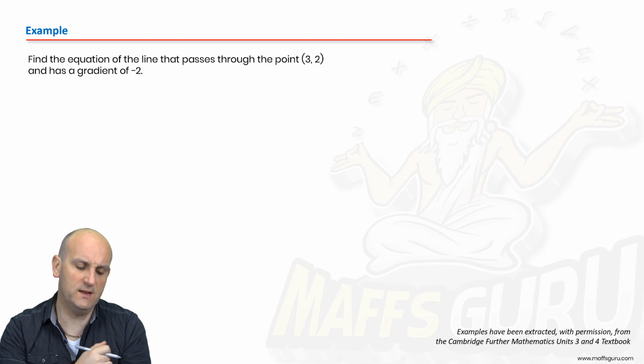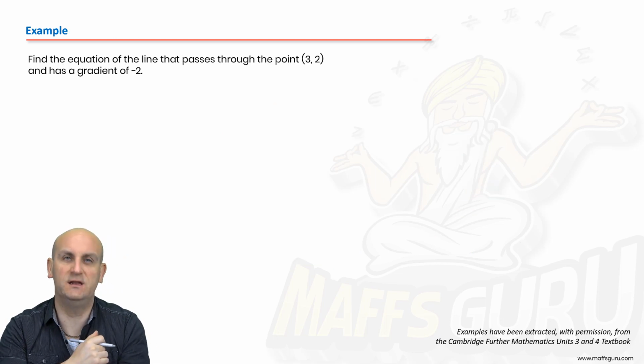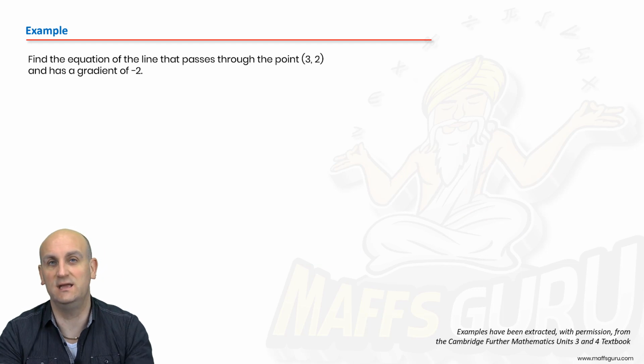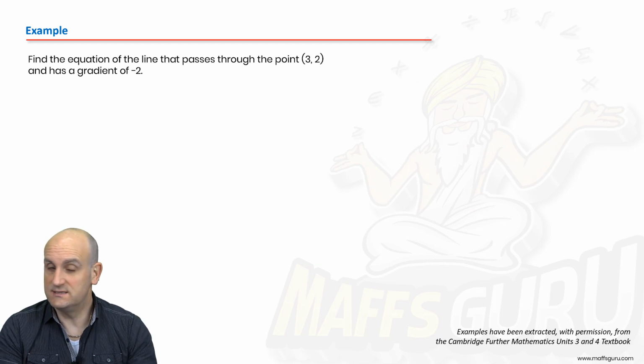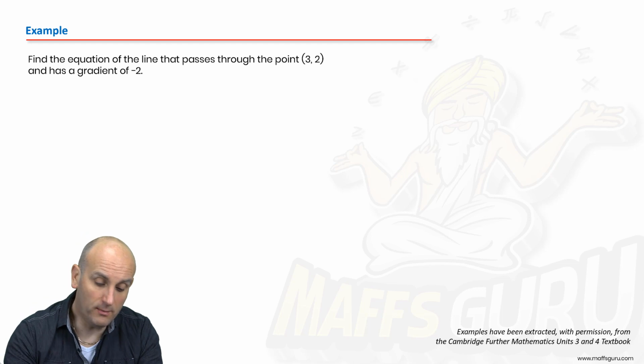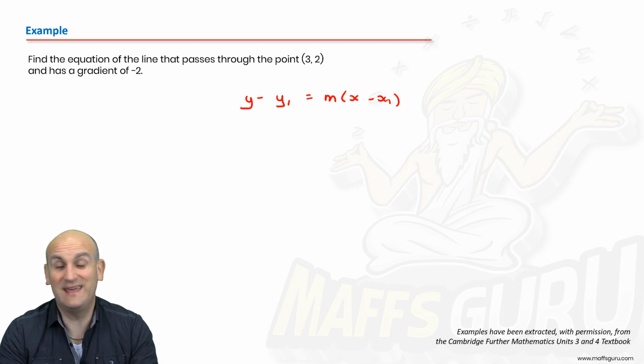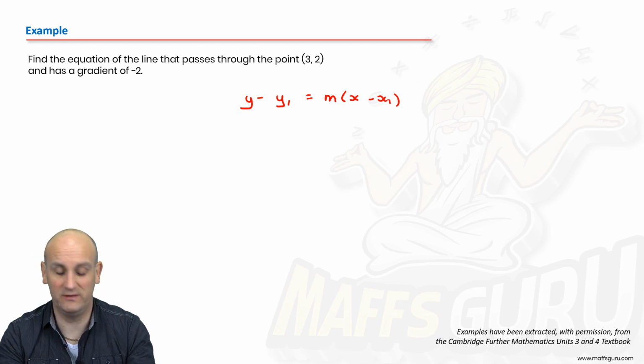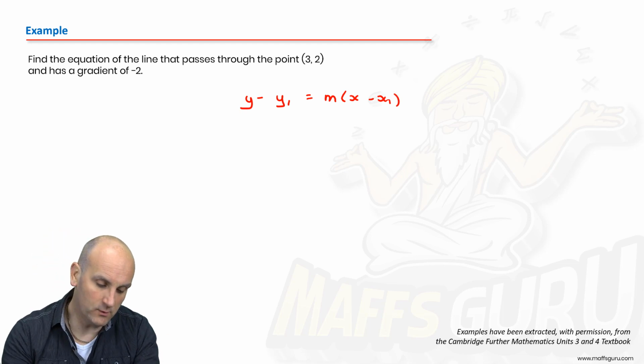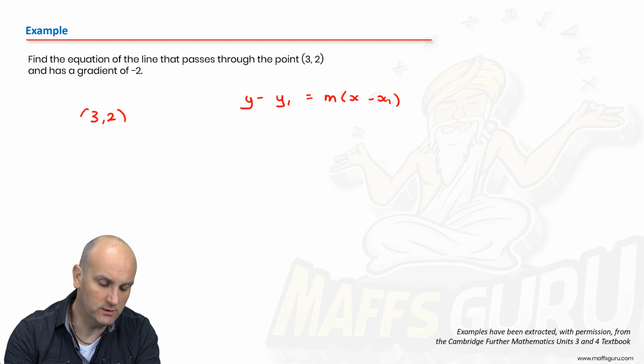Find the equation of the line that passes through the point 3, 2 and has a gradient of minus 2. Again, in this situation here, have they given me a y-axis intercept? Nope. And so probably going to be easier to use y minus y1 equals m(x minus x1). And again, even if they gave me the y-axis intercept, I'd still probably use this version. So what do we know? We know that we've got 3, 2. That is my x1 and my y1 value. And I've got an m is equal to minus 2.